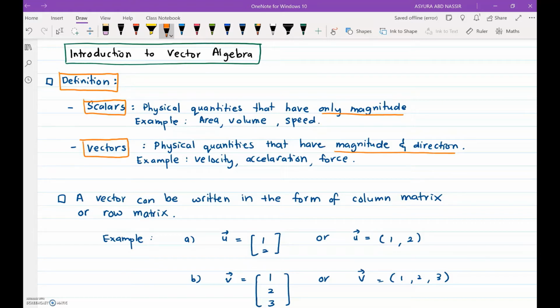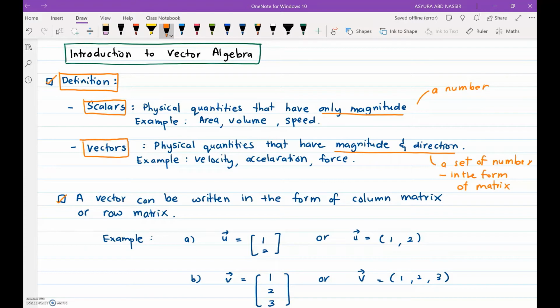Basically, a scalar is in the form of a number, a constant number. While a vector is basically a set of numbers that will be written in the form of a matrix. Later on we will see examples. So we have done the definitions.